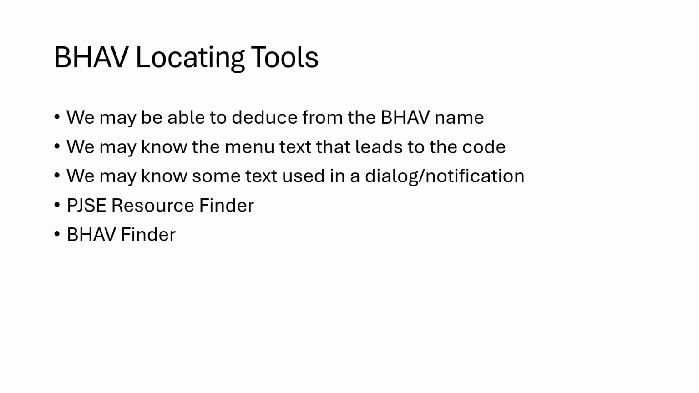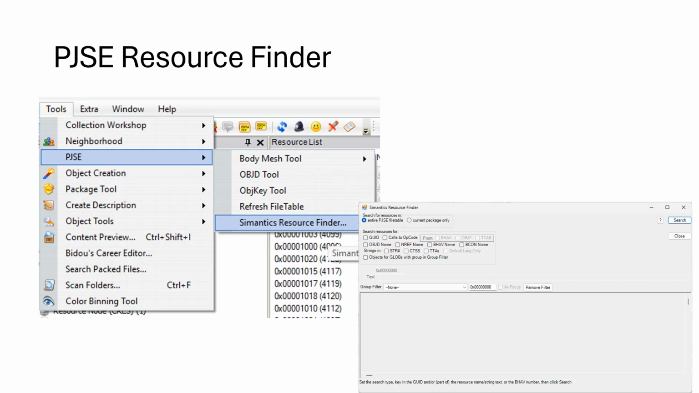Is there an object that has a menu item on it? Well, how do we find the object? Once we've got the object, we can find the menu, or how can we find a string? There are two tools. One is built into SimPE. It's called the PJSE Resource Finder. And the other one was written by yours truly. It's called BHAV Finder, but we're going to look at PJSE Resource Finder first.